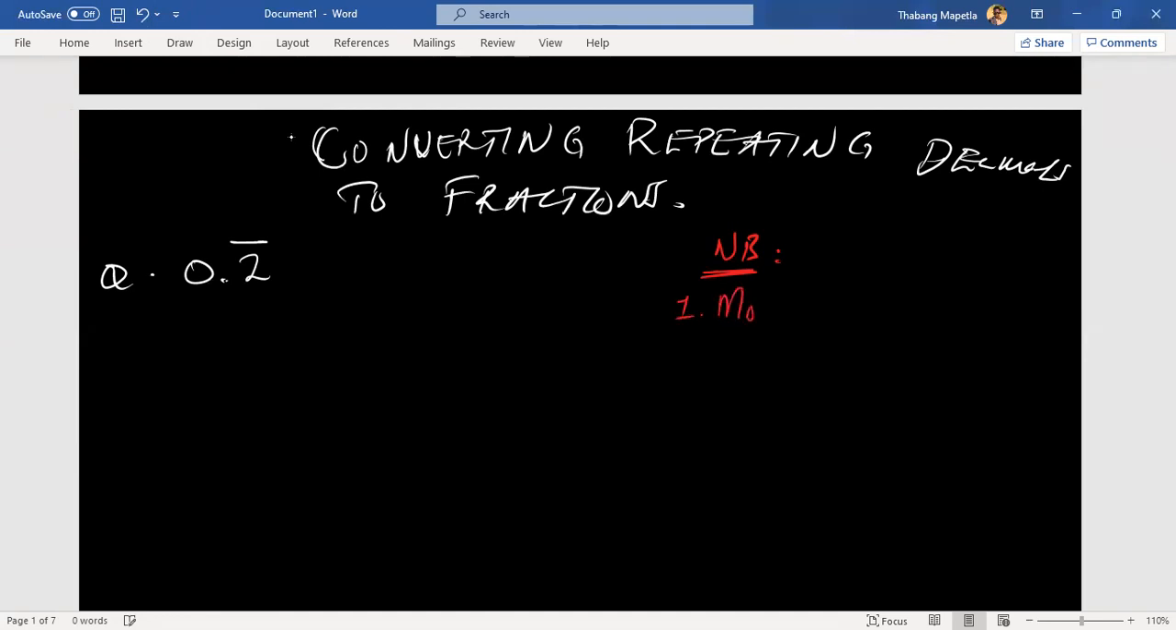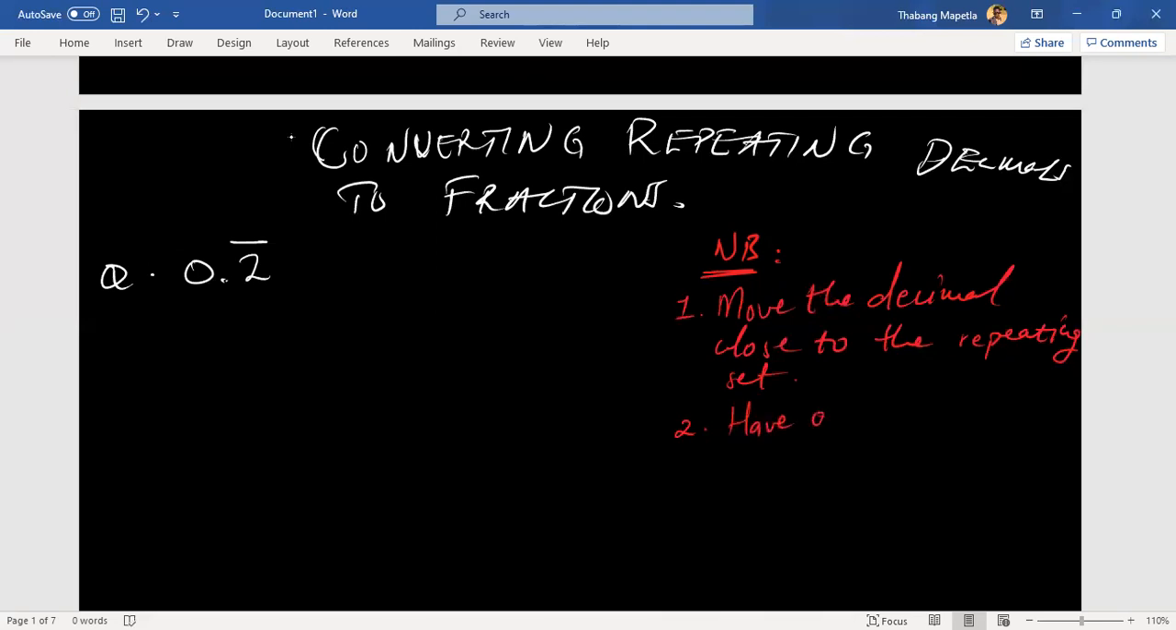Move the decimal close to the repeating set. Then number 2, have equation 1 as this one from above.